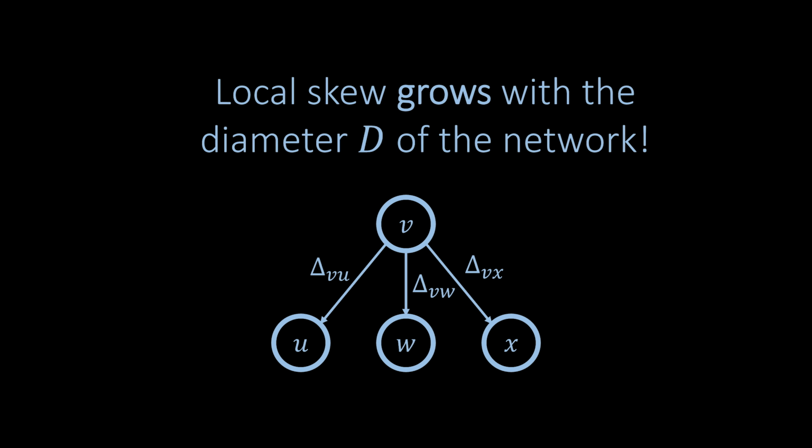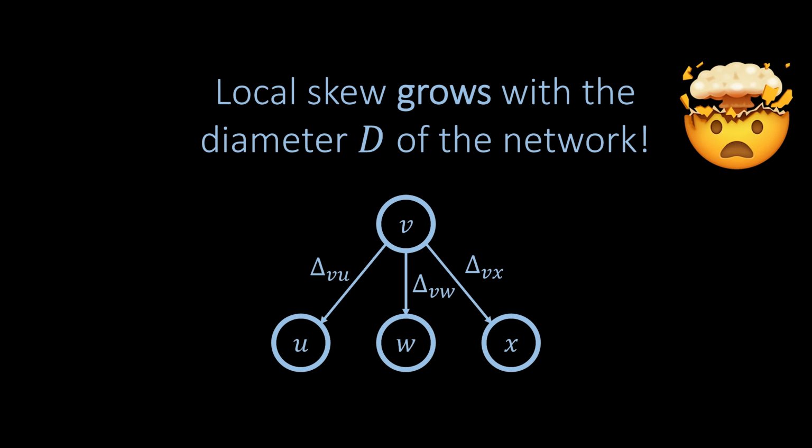However, as we will show, this is not the case. We will show that the local skew of any algorithm grows with the diameter of the network. Given that the uncertainty about the time of neighboring nodes when receiving a message is at most t, this is a surprising result.